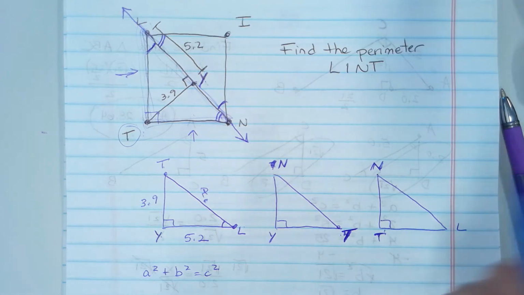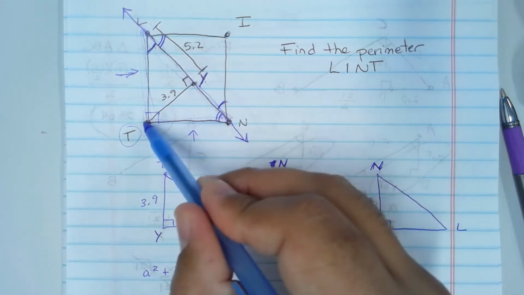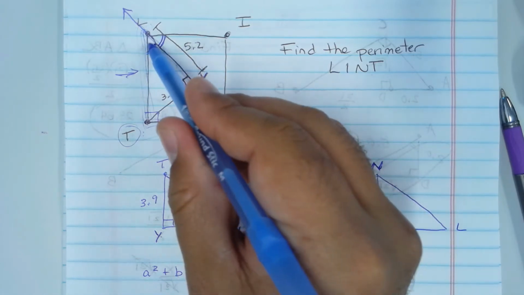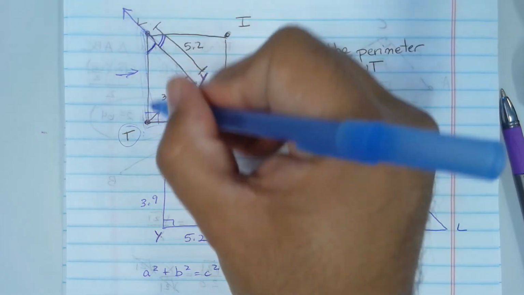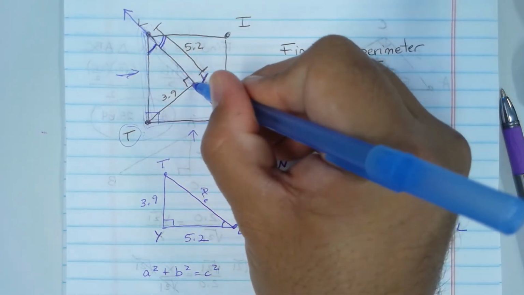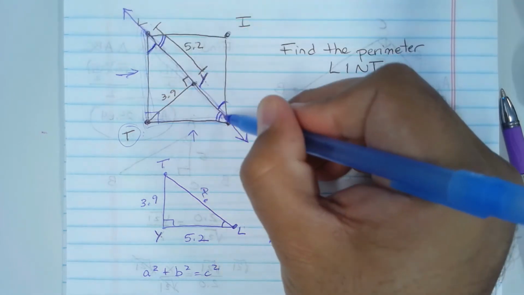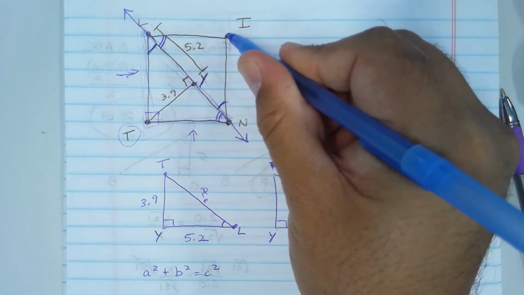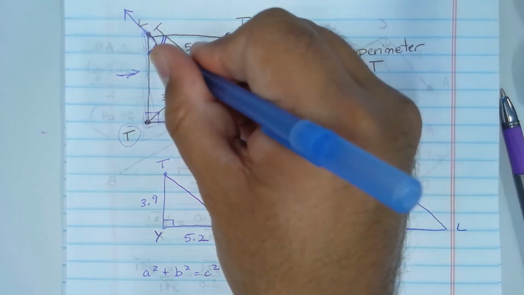All right, so this is what happens. If we take a look at this triangle here, we know for a fact that TLY has to be congruent to what? LNI. Correct? So these 2 angles cannot be congruent.